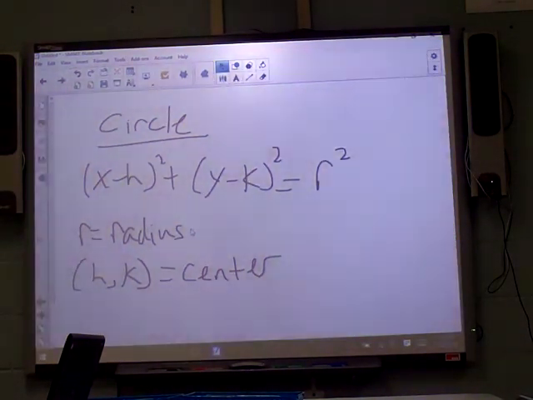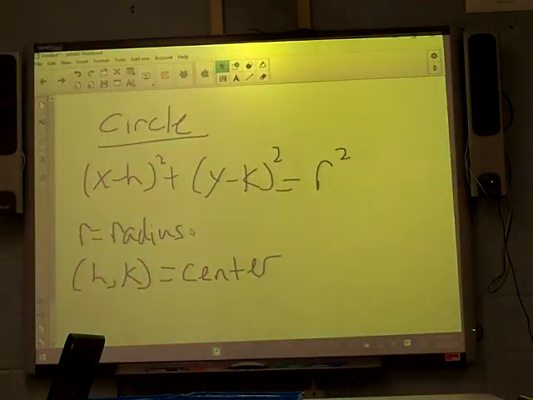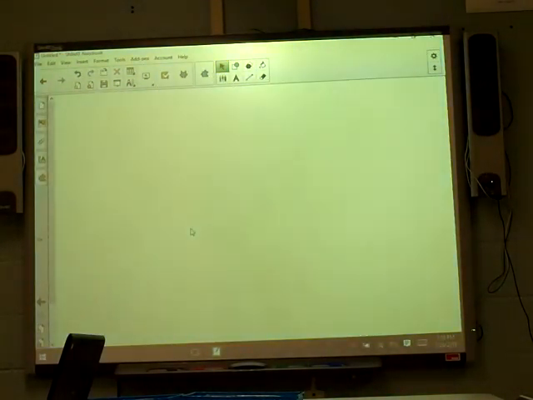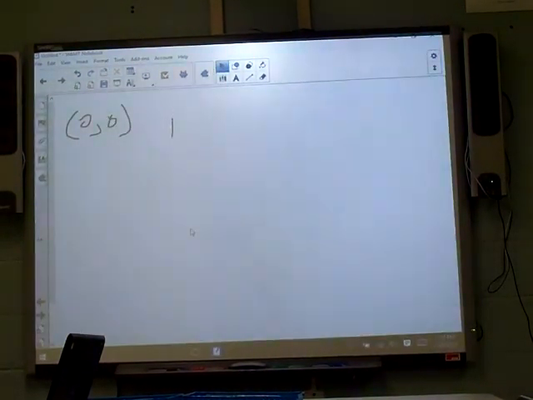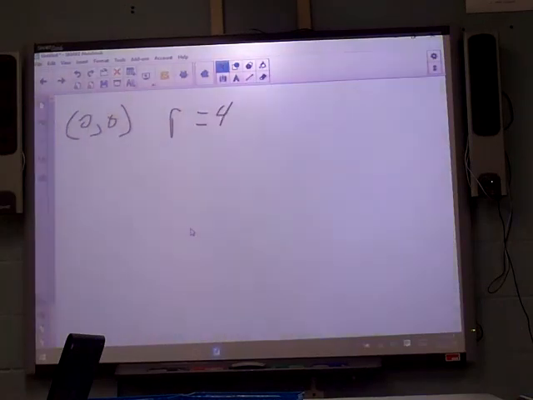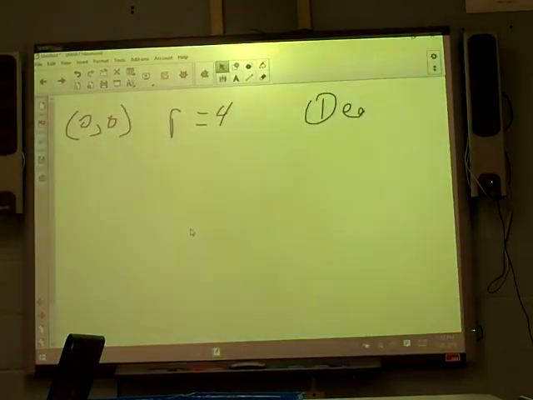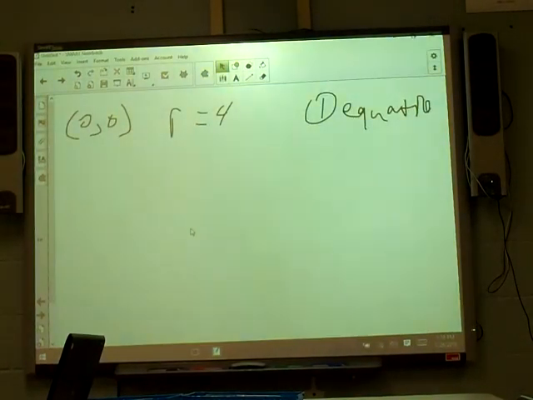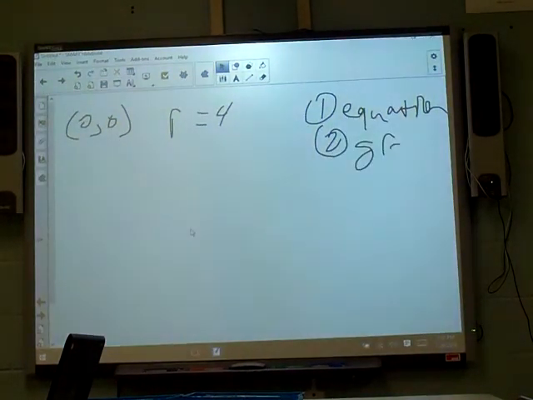Okay, so starting us off with a baby one here. Everybody got the formula? You ready? All right, I got a center at (0, 0) and a radius of 4. My directions say to write the equation and graph. Draw the graph.